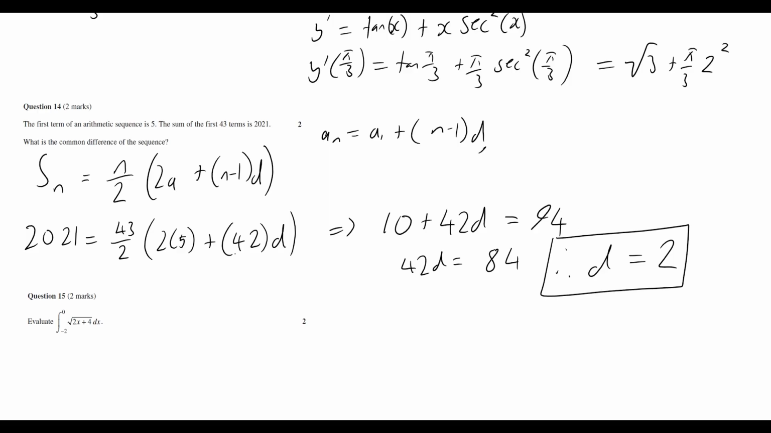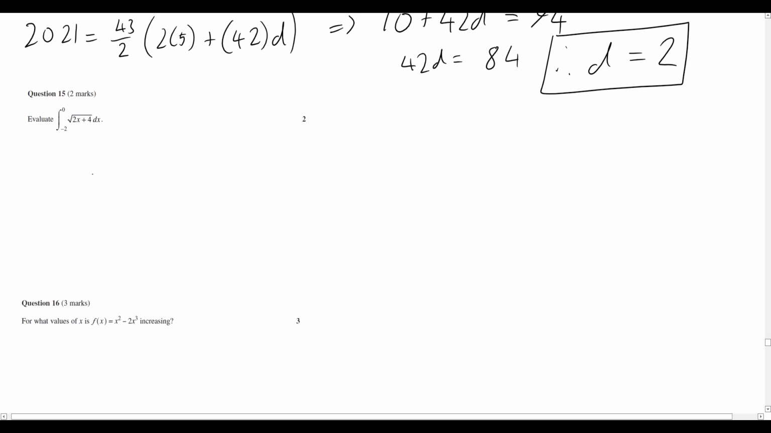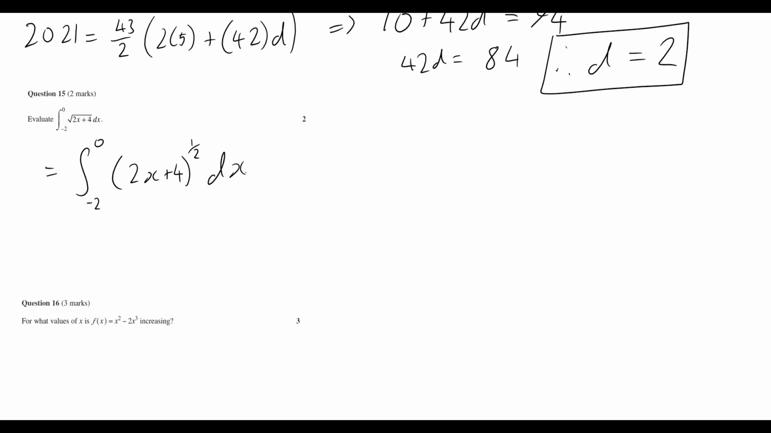Okay, moving on to question 15. So evaluate from -2 to 0 the integral of square root of 2x plus 4 dx. Okay, so let's quickly write this out in another form. So I'm going to write this out again as the integral from -2 to 0. But this time I'll write it in brackets of 2x plus 4 to the power of a half. So just changing it from surd to index notation. And can't forget our dx term as well.